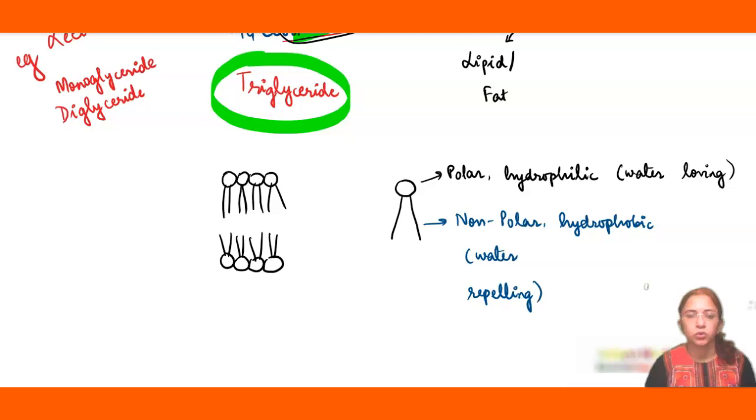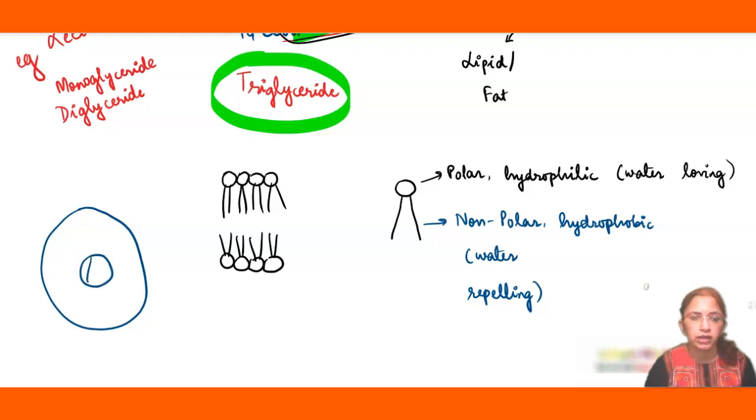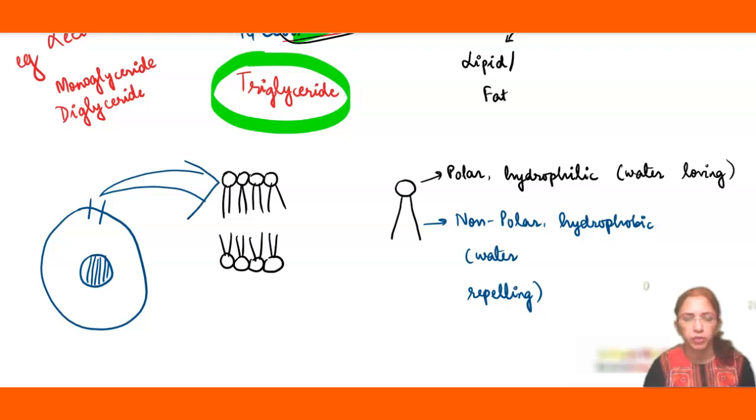Okay, so plasma membrane, suppose this is the animal cell, and you know that the outermost part of animal cell is the plasma membrane. So if I want to show plasma membrane, this is the zoomed view of plasma membrane. So it is a bilayer. You can see bilayer means two layers. So two layers of lipids are there. One is this one and one is this one.